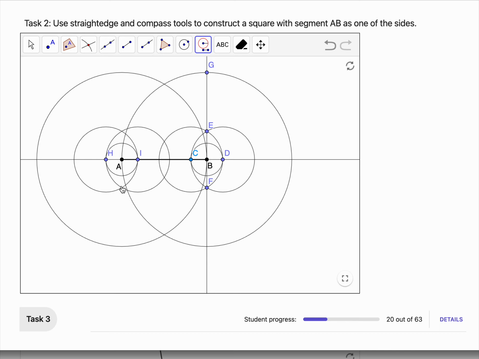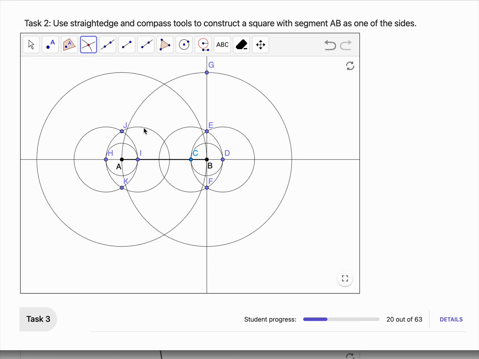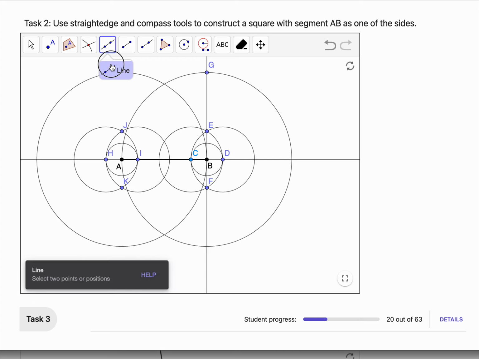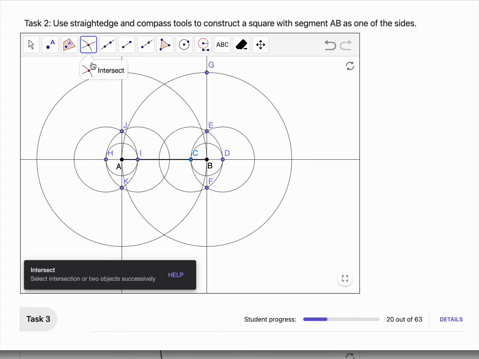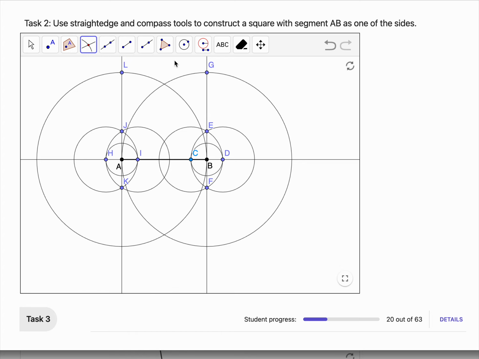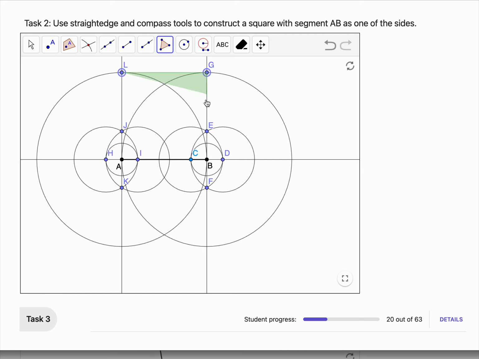And again, I get these 2 intersecting points, top and bottom, right there. I'm going to call those out using the intersect tool. Click on those 2 circles. And now I've got my line going through A, and that is perpendicular to AB. And again, I have that intersection point up there. So here we go. L, G, B, A, and back to L again. Ta-da! There's a square. All right, cool. Next.